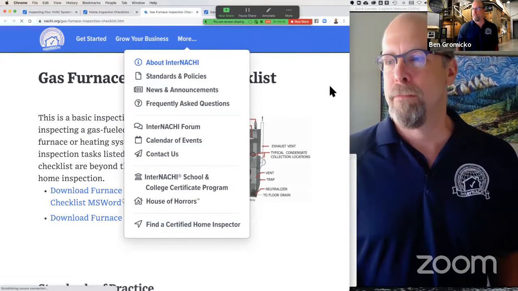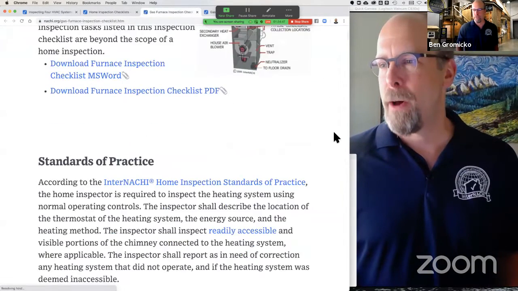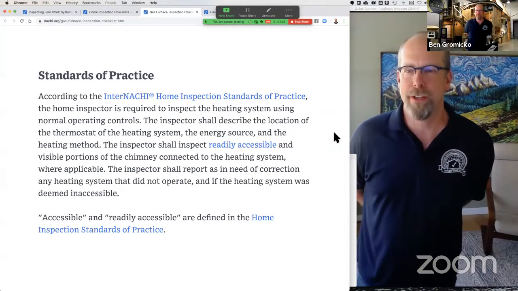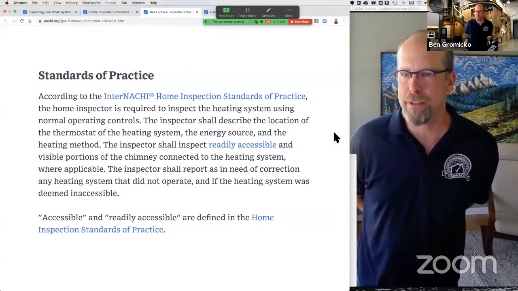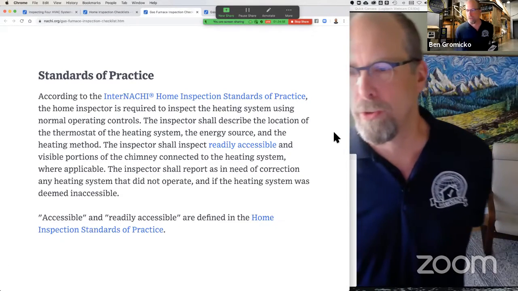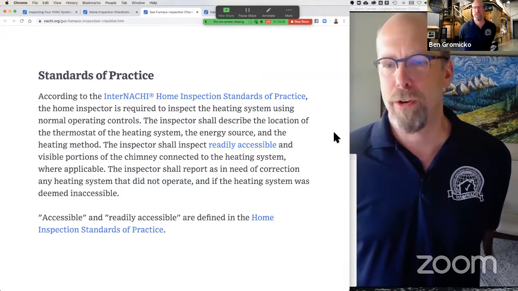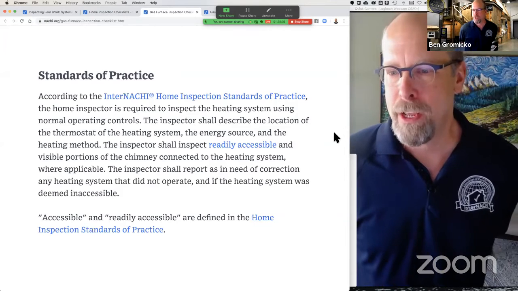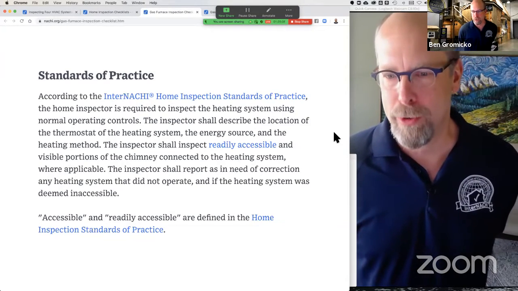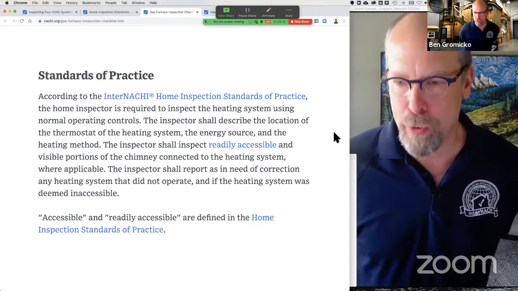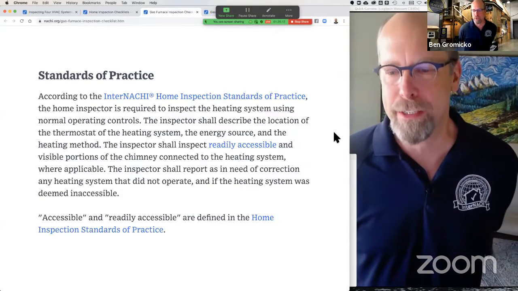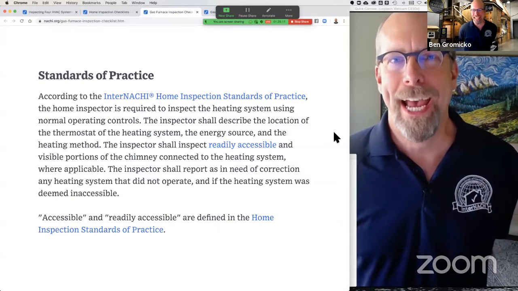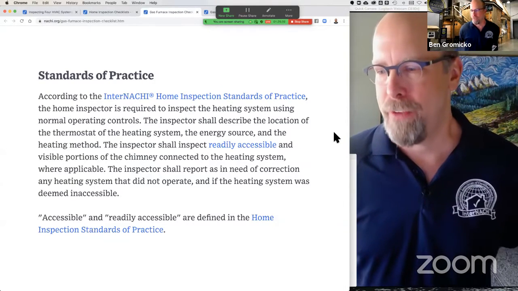first thing that pops up is the standards of practice. And according to the InterNACHI Home Inspection Standards of Practice, the home inspector is required to inspect the heating system using normal operating controls. The inspector shall describe the location of the thermostat of the system, the energy source, and the heating method. The inspector shall inspect readily accessible and visible portions of the chimney connected to the heating system where applicable. And the inspector shall report as in need of correction any heating system that didn't operate, and if the heating system was deemed inaccessible.